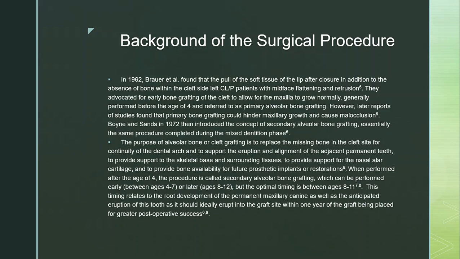When performed after the age of 4, the procedure is called secondary alveolar bone grafting, but more specifically, this is between the ages of about 8 to 12, with the optimal timing between ages 8 to 11. This timing relates to the root development of the permanent maxillary canine, as well as the anticipated eruption of this tooth, as it should ideally erupt into the graft site within 1 year of the graft being placed.